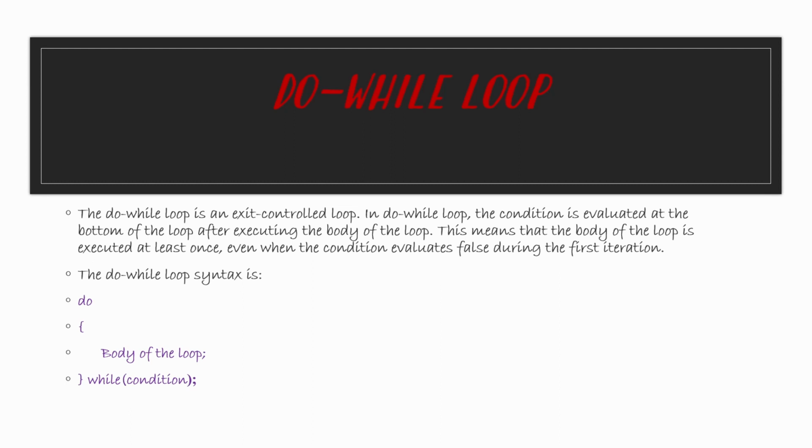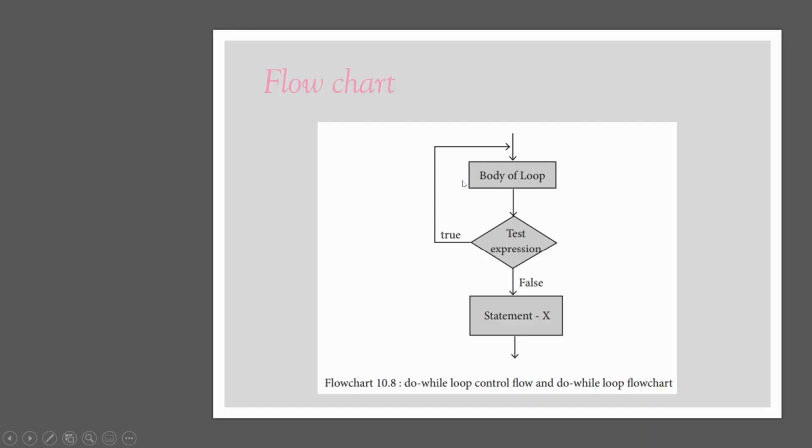This means the body of the loop is executed at least once, right? But in a while loop, the body is not executed even once if the condition is false. But in do while, even if it's false, the body of the loop will be executed at least once. So first we write do and then the body of the loop. Outside of the curly braces, we give the while and condition followed by a semicolon. So this is the flow chart. First the body of the loop, then the test expression: if true, it goes inside; if false, it gets out.